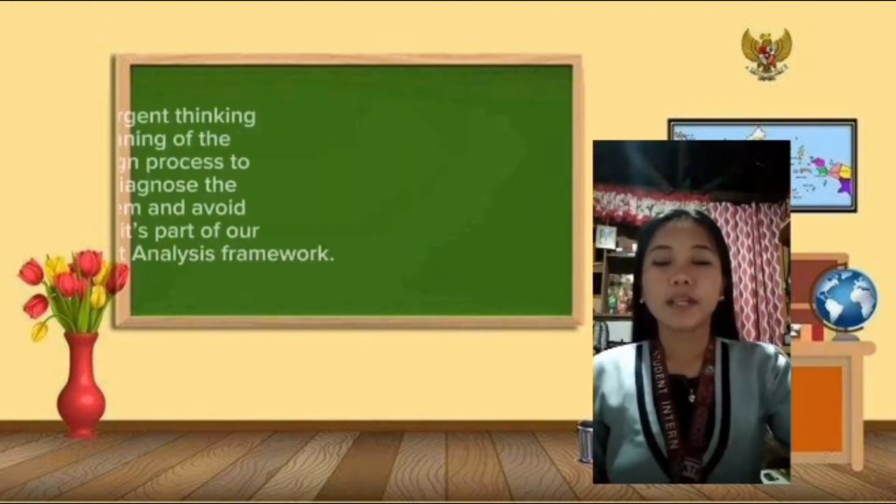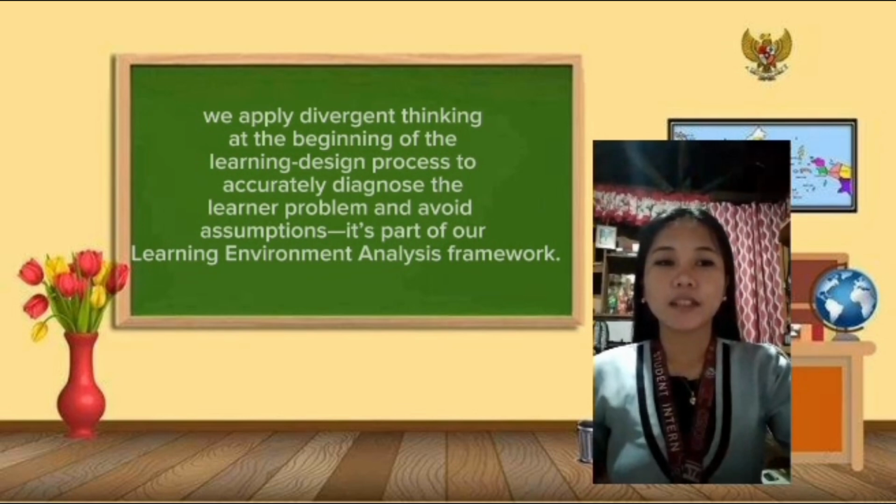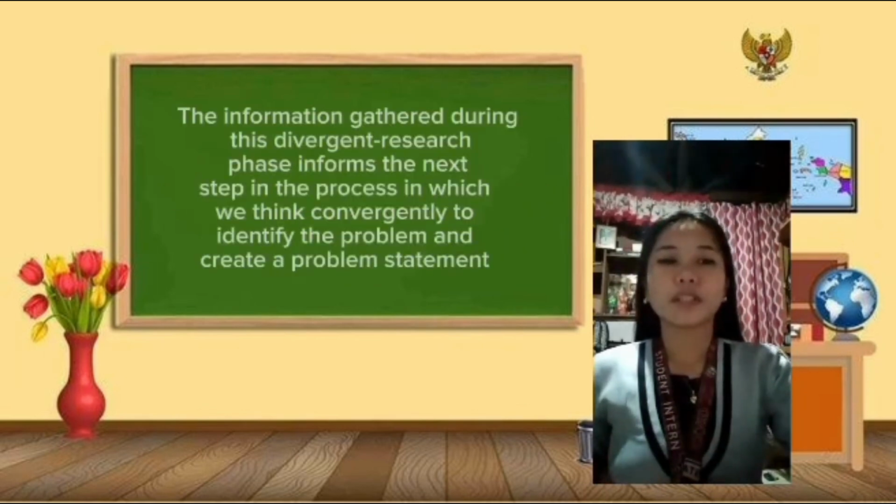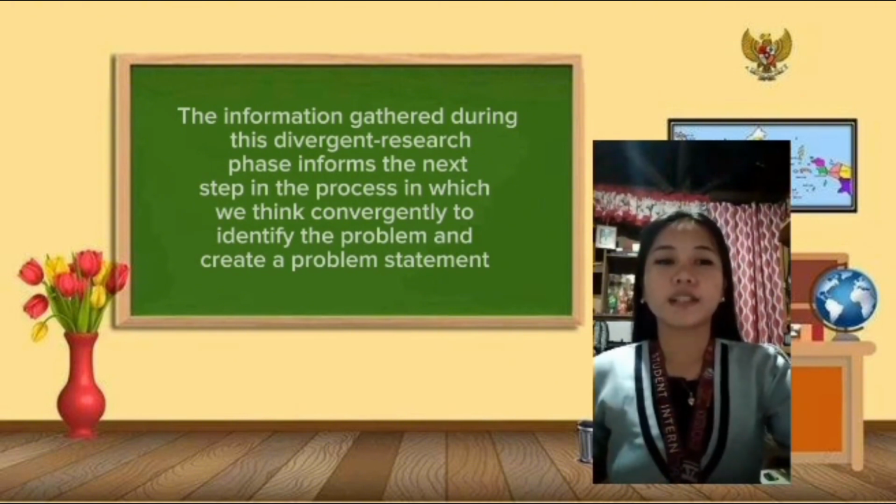For example, we apply divergent thinking at the beginning of the learning design process to accurately diagnose the learner problem and avoid assumptions. It's part of our learning environment analysis framework. We gather as much information as possible about the learner, audience, and context, conducting field observation, interviewing learners, and reviewing the pre-existing learning materials. The information gathered during this divergent research phase informs the next steps in the process, in which we think convergently to identify the problem and create a problem statement.